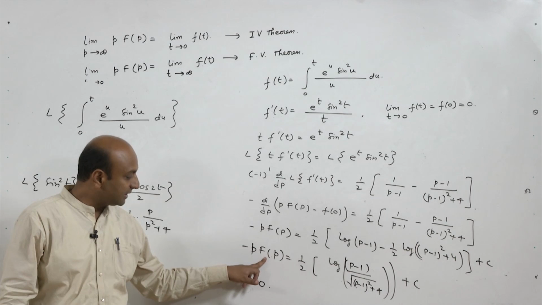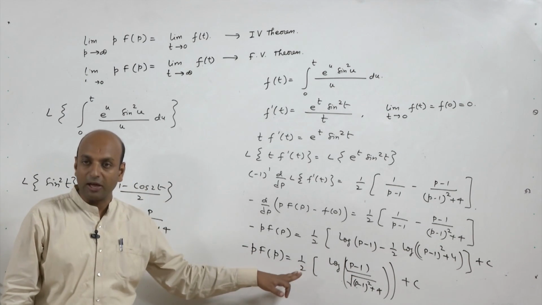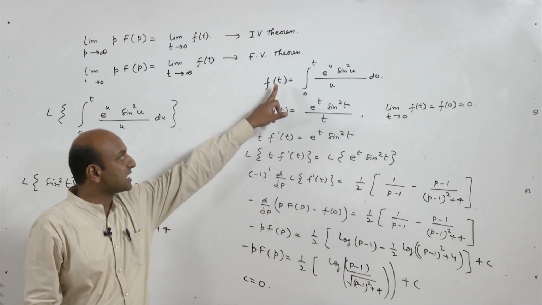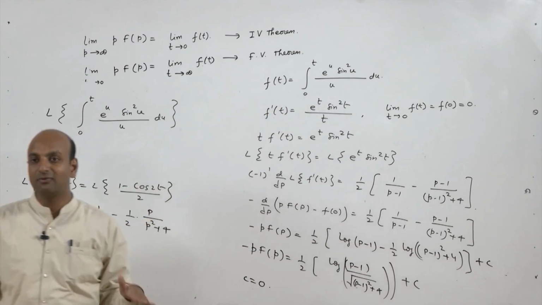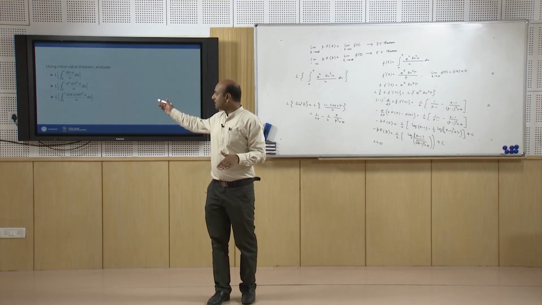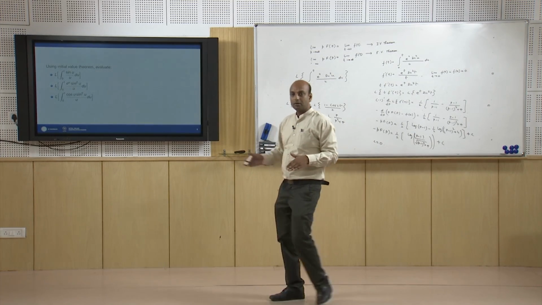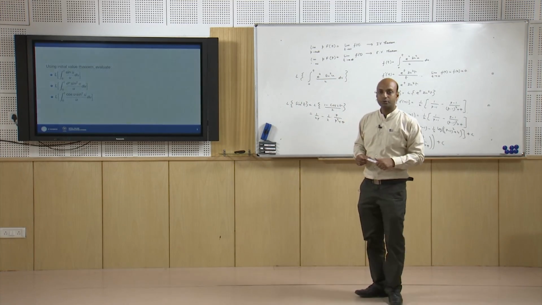So F(p) will be nothing but you divide this by minus p. And F(p) is nothing but the Laplace transform of this f(t). So hence we can find the Laplace transform of this function. Similarly, the third problem can also be solved using the same concept and the initial value theorem. So, thank you very much.